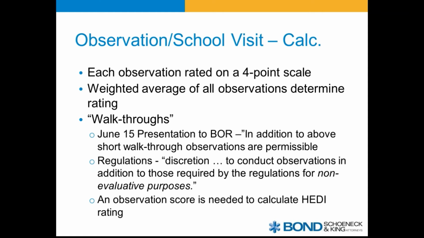And obviously the minimum score for an ineffective rating would be 0, and the maximum would be between 1.49 and 1.74. So within those prescribed ranges, you would negotiate with the union for what exactly the cut scores would be for each category in the observation subcomponent.